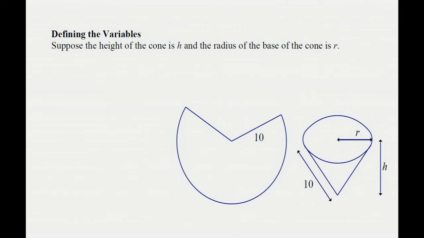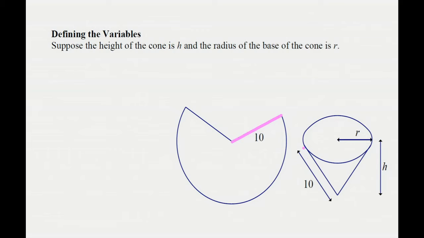So let's define our variables. Let's say r is the radius of the base of the constructed cone. This is r right here. And h is the height of the cone. And the slant height of the cone is the same as the radius of the sector. It's really not that difficult to see, but you want to make that connection.